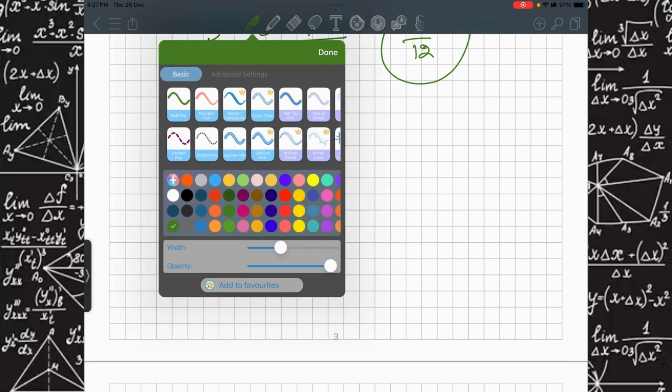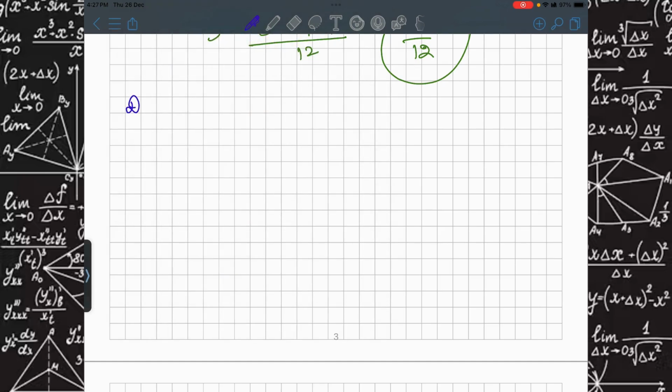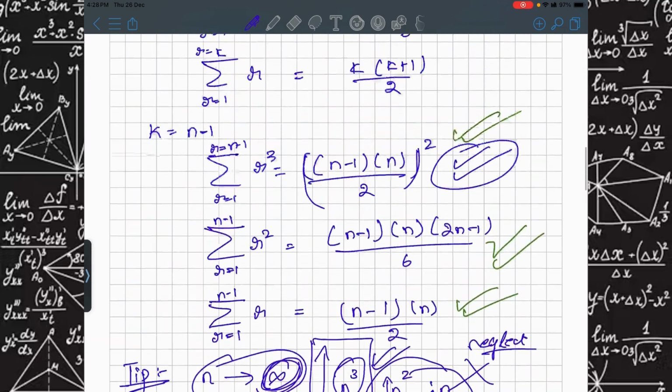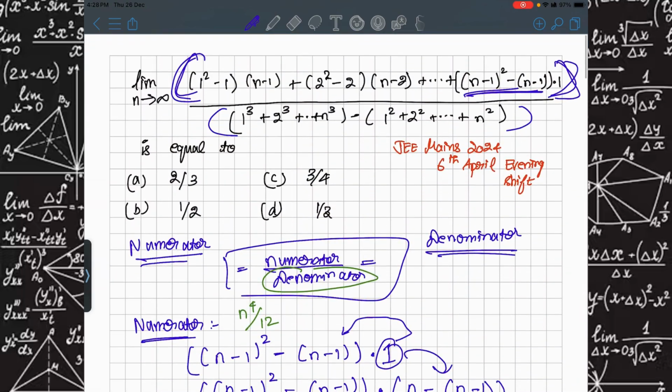I'll change the pen color to blue again. Okay, so now we are going to solve the denominator. Let me go to the question once again. Yes, so here this is the denominator part, right?